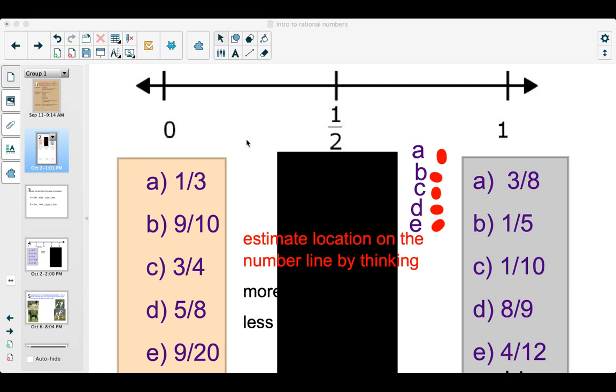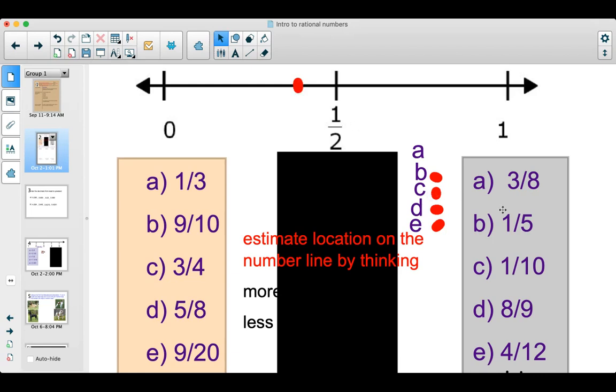All right, we're back. So let's see where you put yours. So 3/8, is that more or less than half? Half of 8 is 4, so 4/8 would be half. 3/8 is before that, so I'm going to put it right about there. I think about breaking this up into 8 equal sections. There'd be 4 on each side, so 3 out of the 4 of those sections would be 3/8.